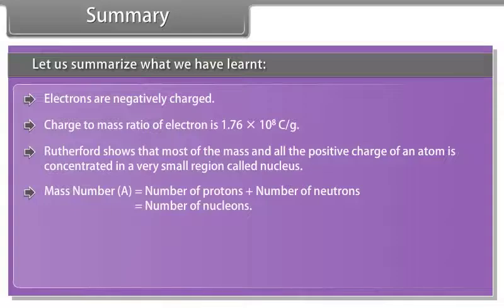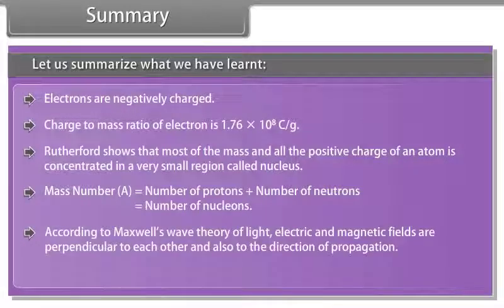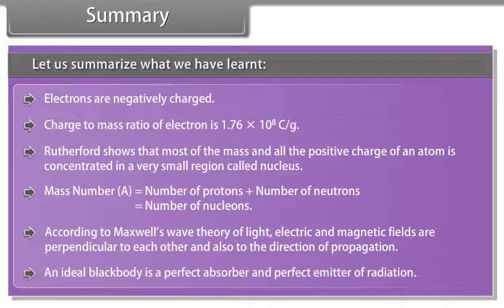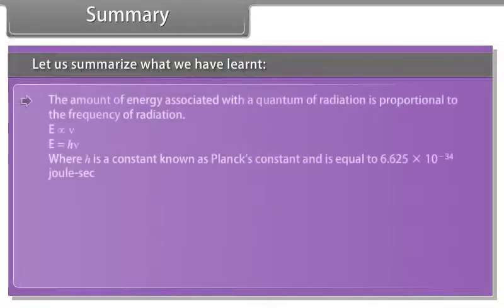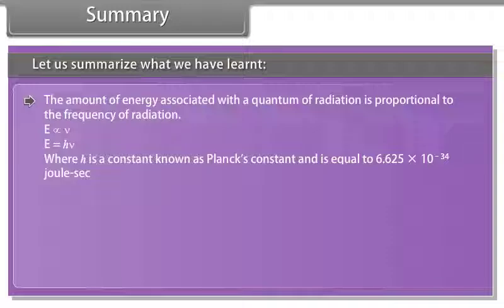Mass number A is equal to number of protons plus number of neutrons, which is equal to number of nucleons. According to Maxwell's wave theory of light, electric and magnetic fields are perpendicular to each other and also to the direction of propagation. An ideal black body is a perfect absorber and perfect emitter of radiation. The amount of energy associated with the quantum of radiation is proportional to the frequency of radiation, where h is a constant known as Planck's constant and is equal to 6.625 into 10 raised to the power minus 34 joule second.